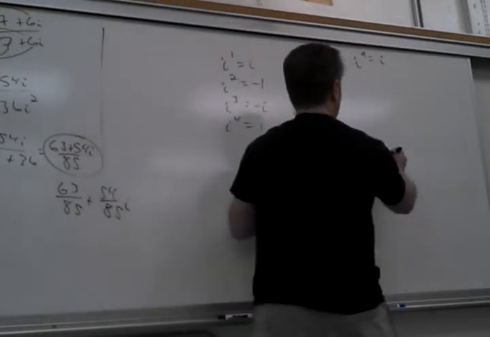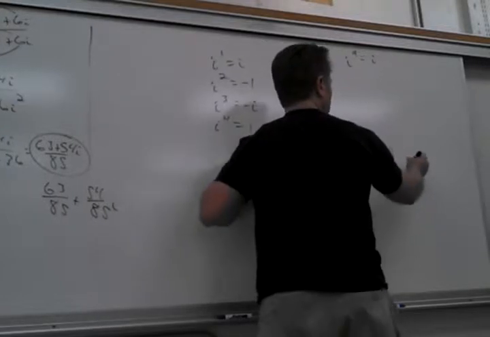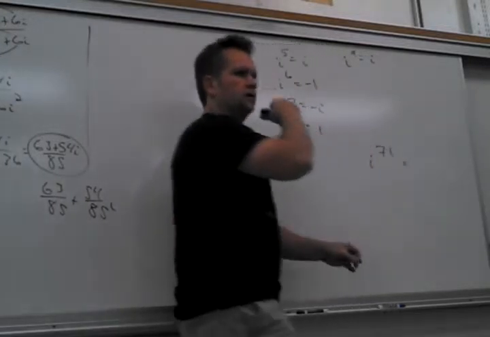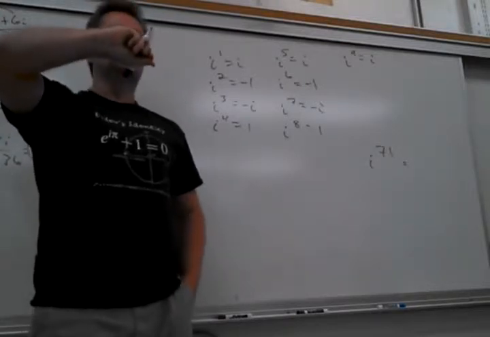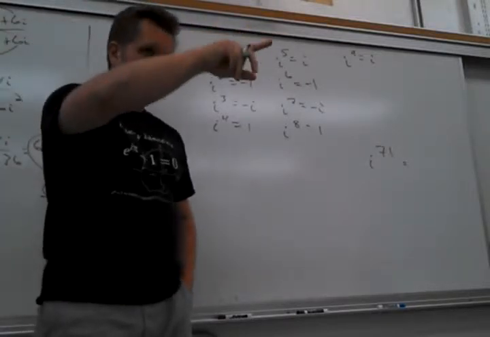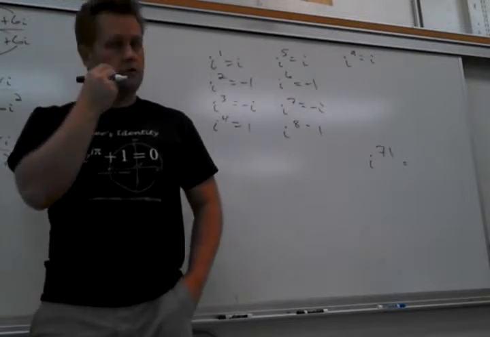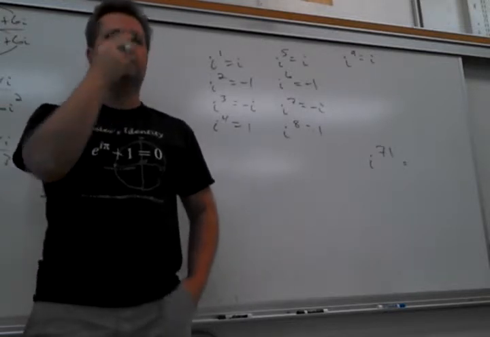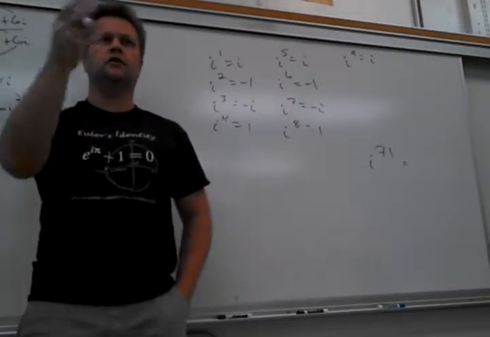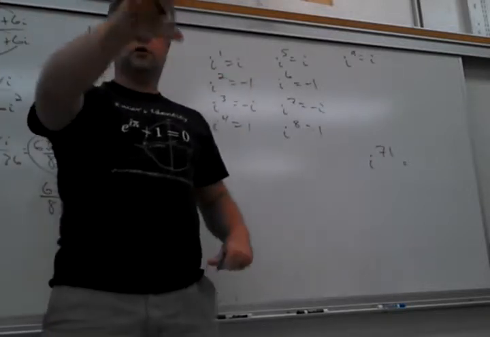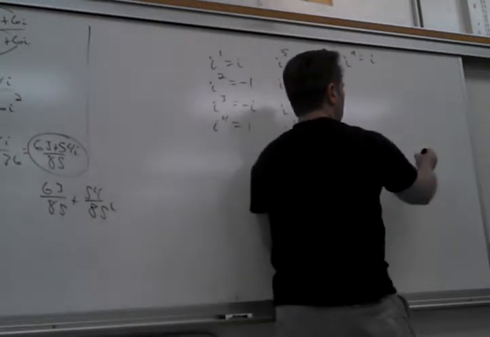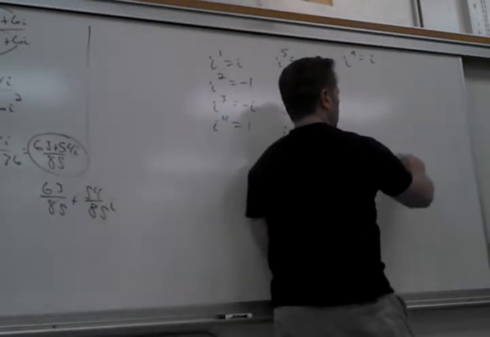So what would i to the 71st be? 4 doesn't go into 71. So what number near 71 does it go into? 69? Doesn't go into 69. 68. 68, right? Because it ends in 8, that's a good guess that 4 might go in. It doesn't go into every number that ends in 8, but it certainly goes into 68. So this would be related to i to the what?